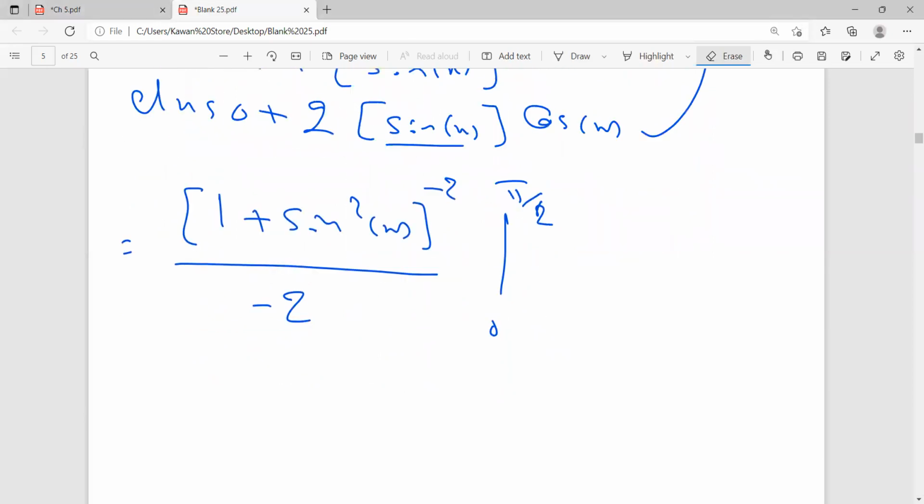Okay, now next, how do we solve that one? Can you help me? So I'm going to put 1 over, with a minus 2, 1 plus sine square is equal to what?